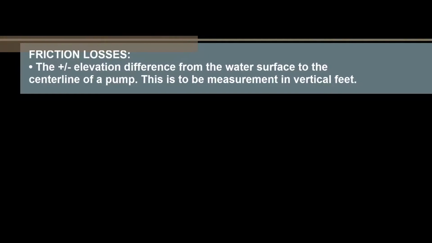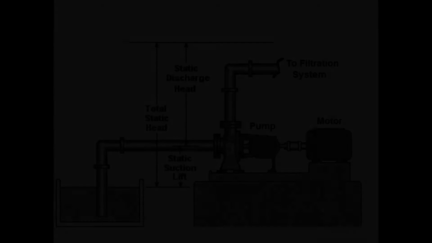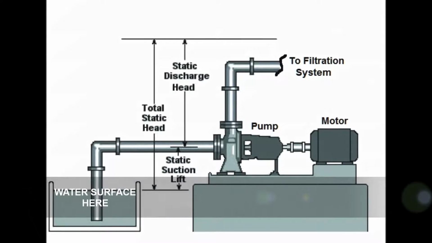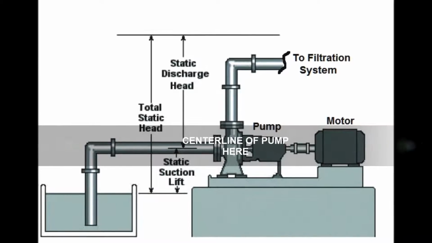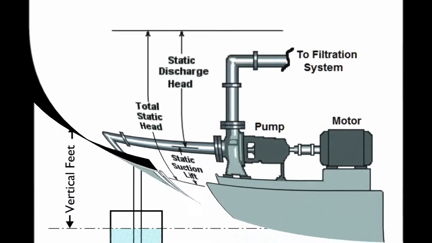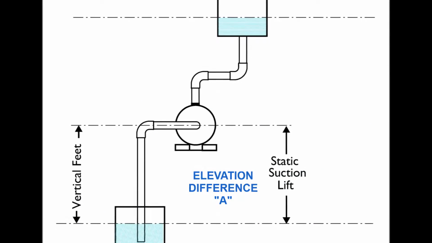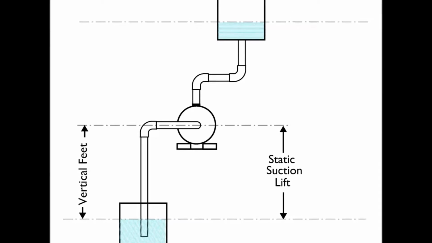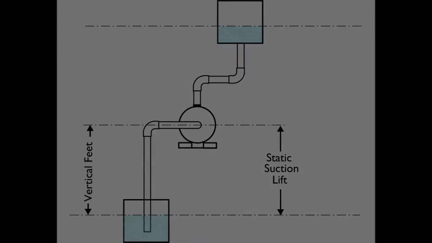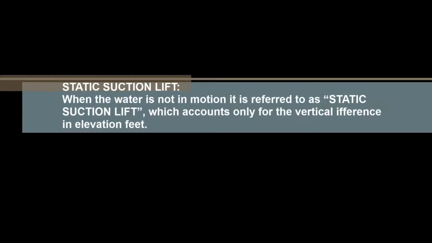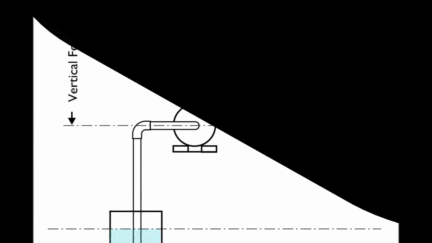Accounting for friction losses starts with determining the elevation difference from the water surface to the center line of a pump. This is to be measured in vertical feet. When the water is not in motion, it is referred to as static suction lift, which accounts only for the vertical distance in elevation feet between the center line of the pump and the water's surface level.